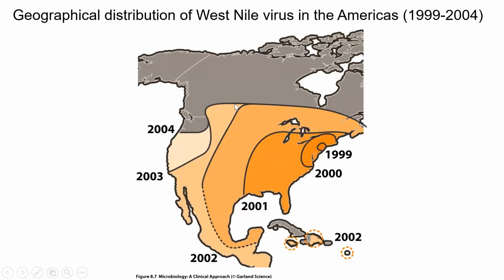Here's a map of West Nile, I think this is from our textbook. You can see 1999, New York City. And they watched the spread. And by 2005, it was all across the continent. So there it is.